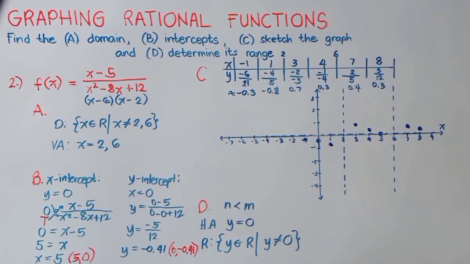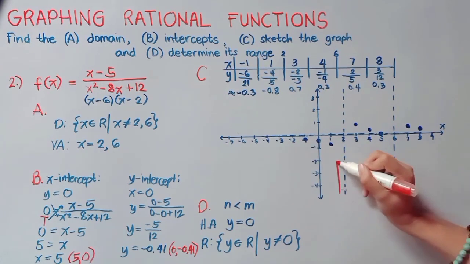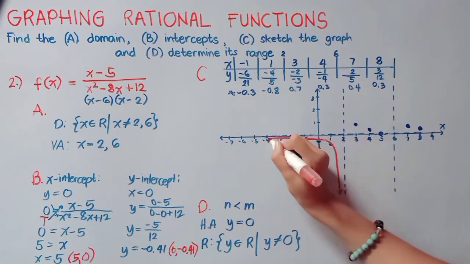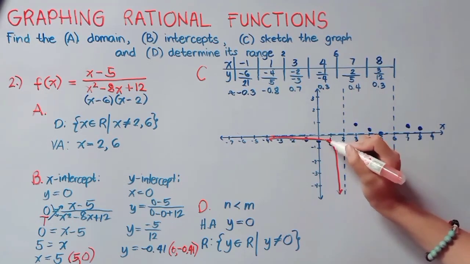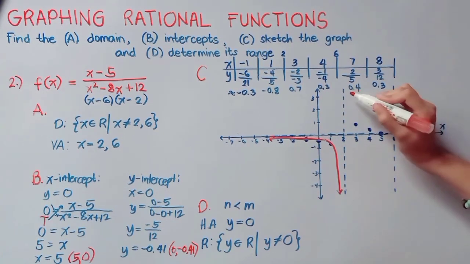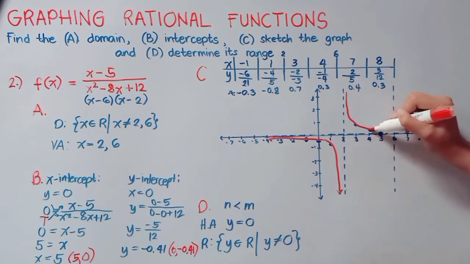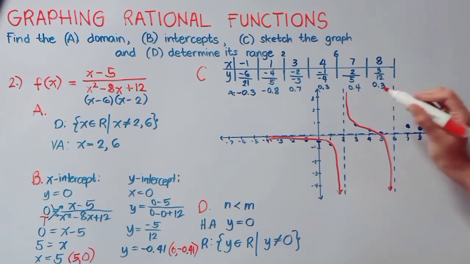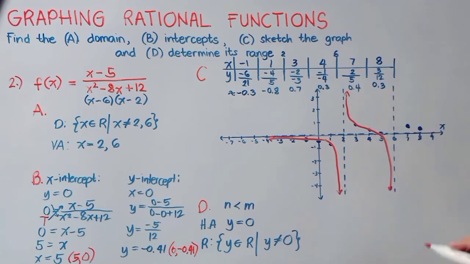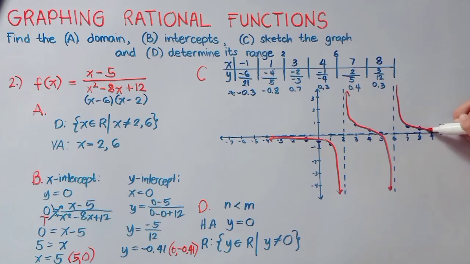And then we will connect all of the dots using a curve. Make sure you do not pass the asymptotes. So these are the curves of our rational function. On this region, again, be careful not to touch the asymptotes, and simply follow the dots. And on this last region, we will just stop at 8. And then let's add the arrowheads. And this is the graph of our function.